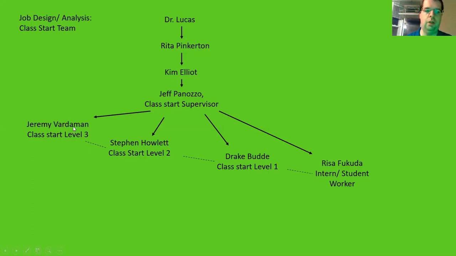Jeremy Vardaman, who's designated as level 3. Stephen Howlett, level 2. Drake Buddy, level 1. And Risa Fukuda, sorry if I butchered that, who's our part-time student worker. Now, you'll notice these designations, level 3, level 2, level 1, and the intern student worker with these dotted line relationships. What is the significance of that?